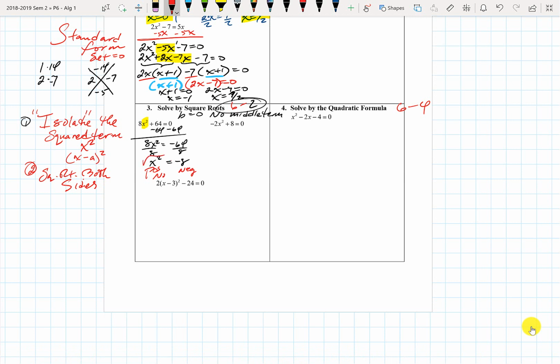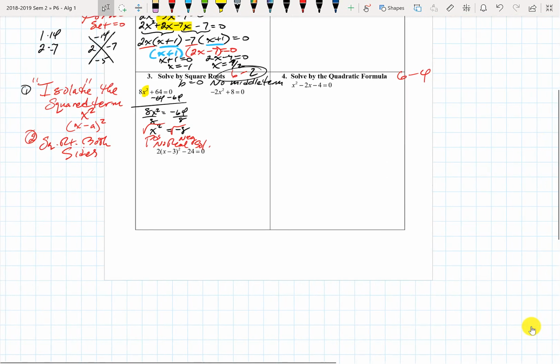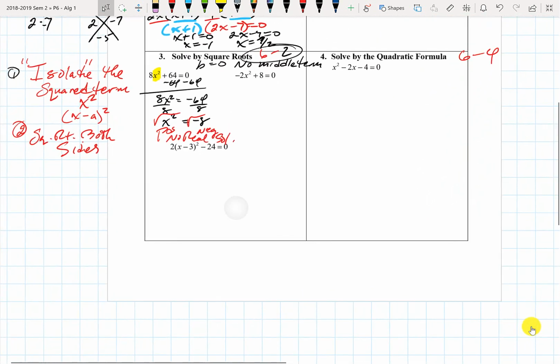If you try to take the square root, do this on your calculator. Take the square root of negative 8. It's going to say not real. Oops, I meant no real solution. There's a solution, but it's imaginary. So no real solution. It's imaginary. You're going to learn about that in Algebra 2 when you get there in a couple of years. You're going to study that new set of numbers called imaginary numbers. All right, so let's continue.